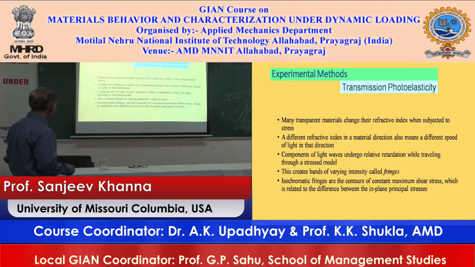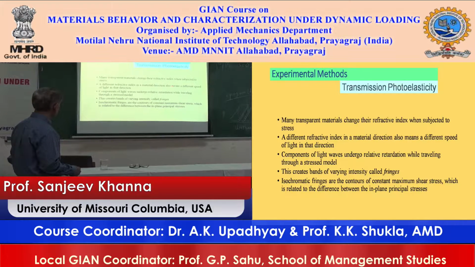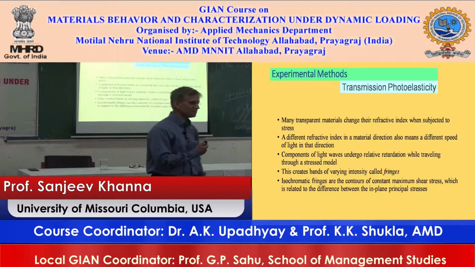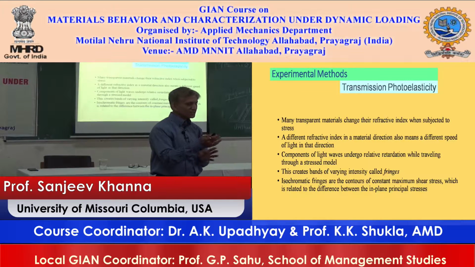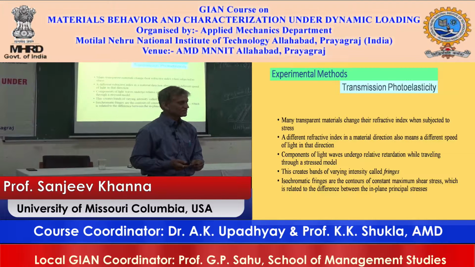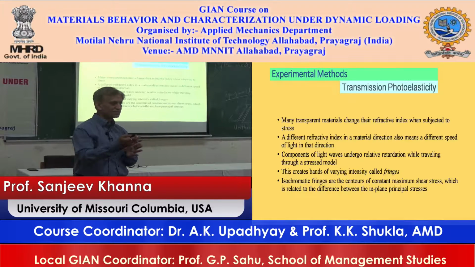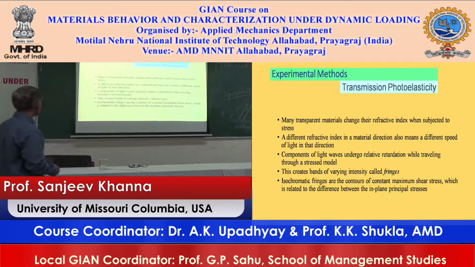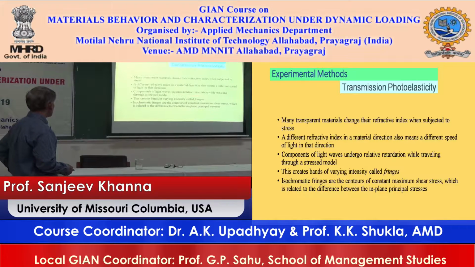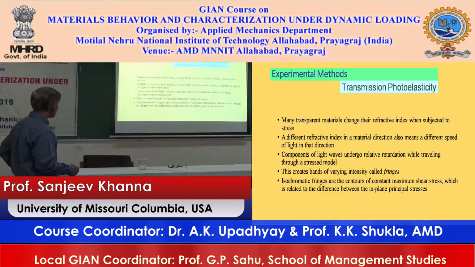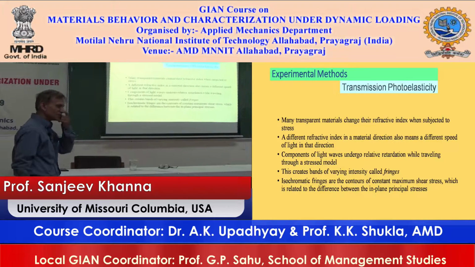Different refractive indices in a material in different directions also mean different speeds of light in that direction. So that's another thing, the refractive index of the material. Different wavelengths of light, that means different colors, also travel at different speeds. Then the light waves undergo relative retardation when traveling through a stress model. So what does that mean?